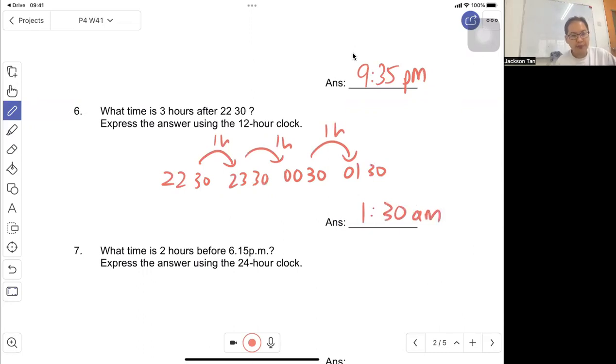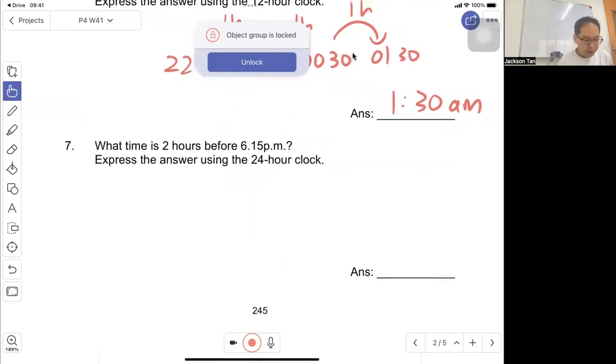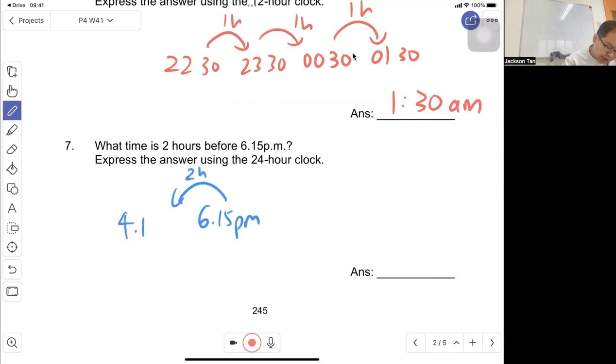Question 7. What time is 2 hours before 6:15? So 2 hours before 6:15. Okay, so 6:15 p.m. minus the 2 hours, that will be 4:15 p.m. So they want 24-hour clock. So this is 16:15.